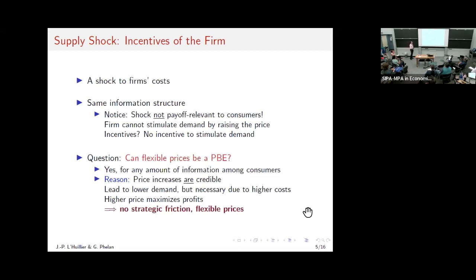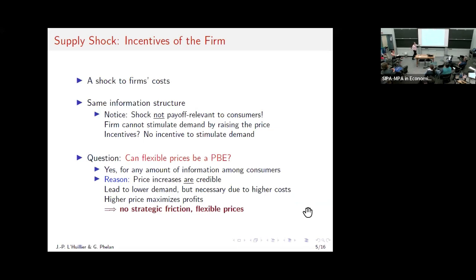So a supply shock is going to be modeled as a shock to the firm's costs. And let's have the same information structure as before. If you want, we can assume even that all consumers are uninformed. And so what is crucial to notice is that the shock in this case is not payoff relevant to the consumer, because the consumer doesn't care about the cost of the firm. That's something that is intrinsic to the firm. The consumer only cares about the price that it sees and how much they consume, right?